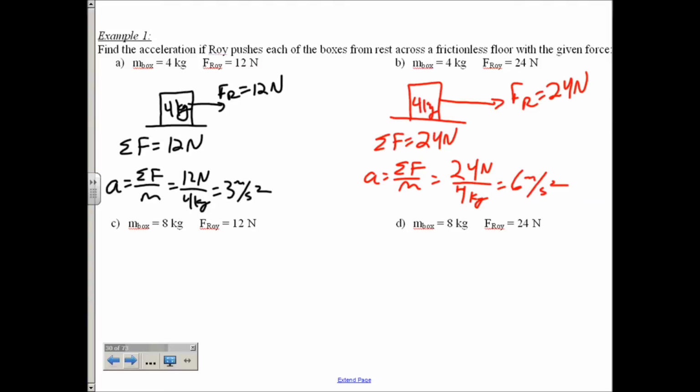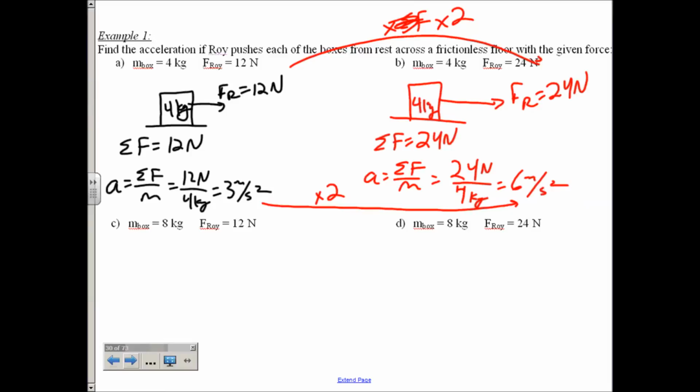And notice what happened here, you guys. We have, from here to here, twice as much net force, and as a result, we got twice as much acceleration. Oops, I wanted to write times 2 up here. Okay, so we got double the force, double the acceleration. You push it twice as hard, it moves twice as much.